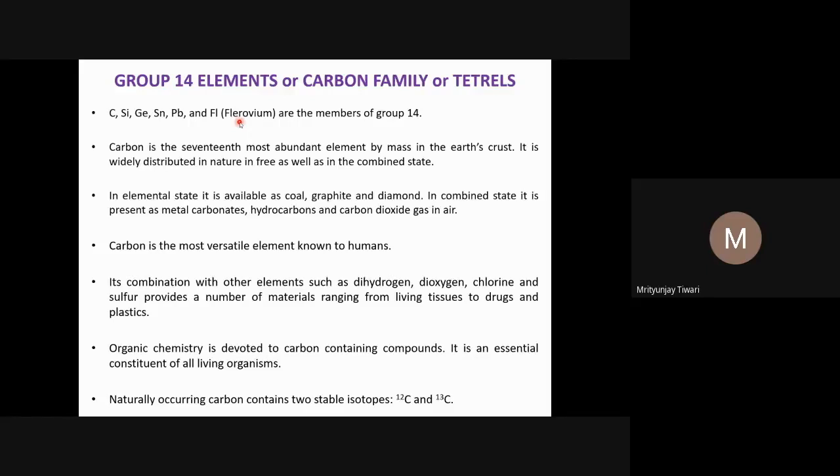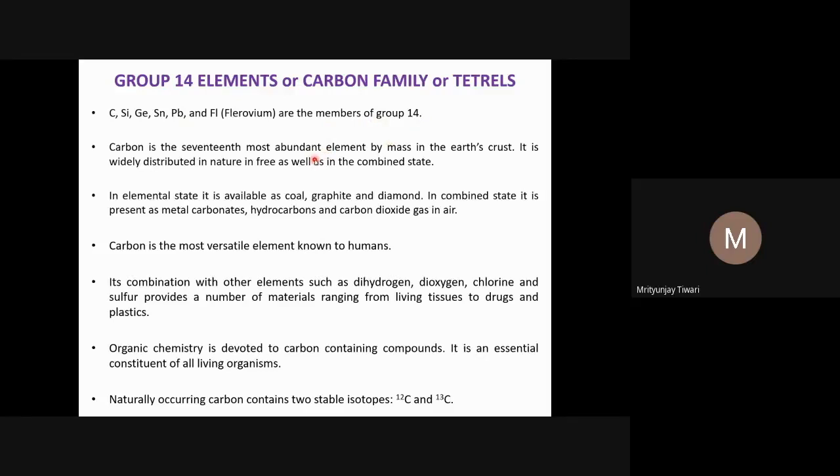So carbon, silicon, germanium, tin, lead, I hope you can remember their names. From the symbol itself you can recognize carbon, silicon, germanium. Up to here it is very clear. This is tin, stannum, the symbol comes from the Latin name, and Pb for lead. So tin and lead, and flerovium, Fl. These are the members of group 14 elements.